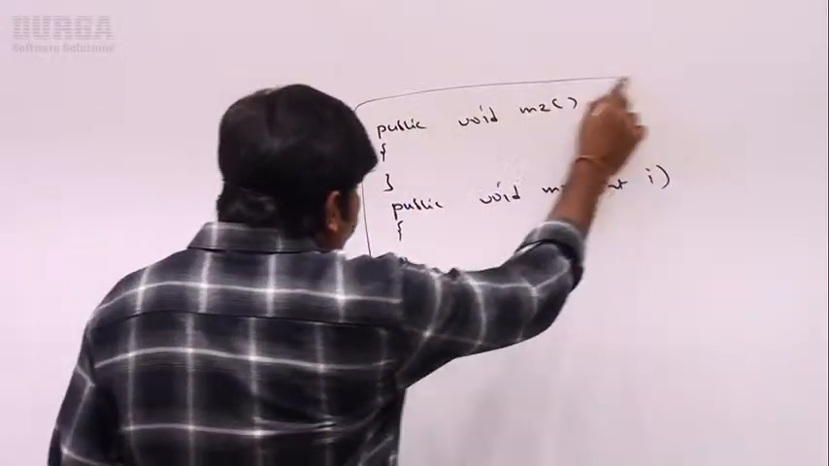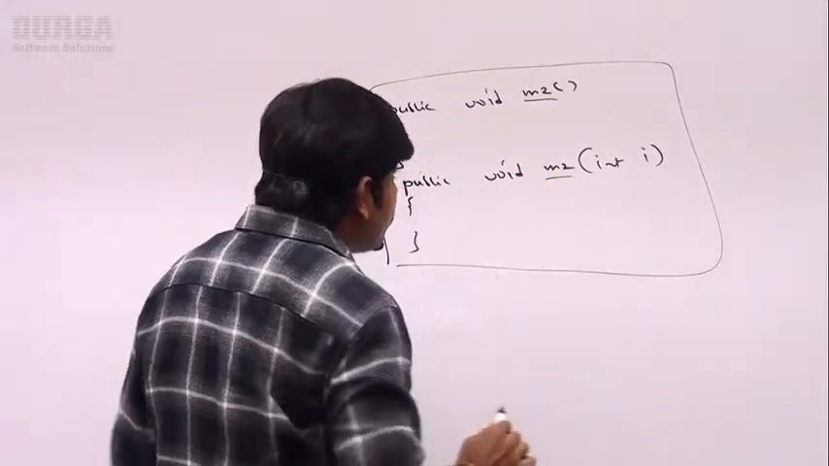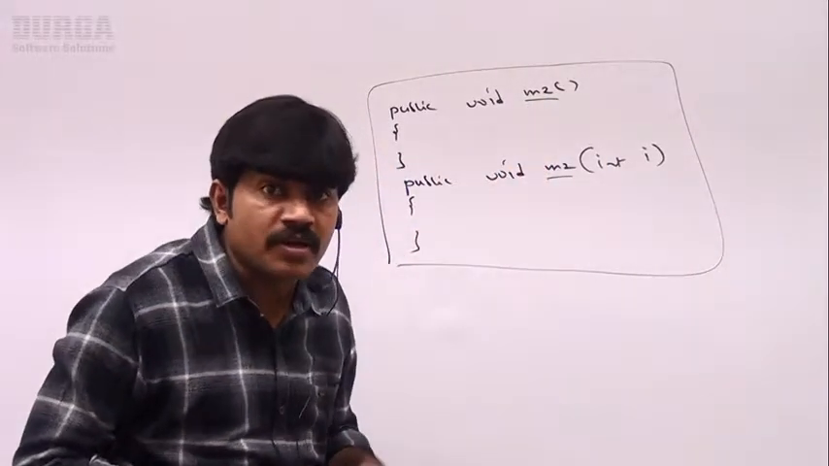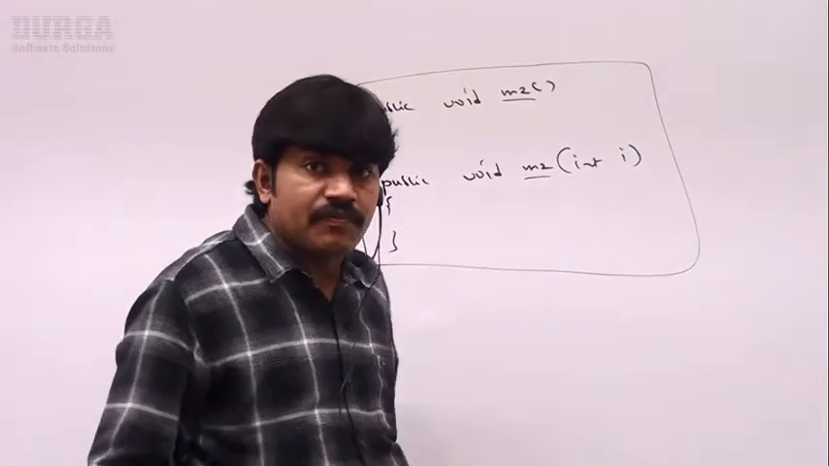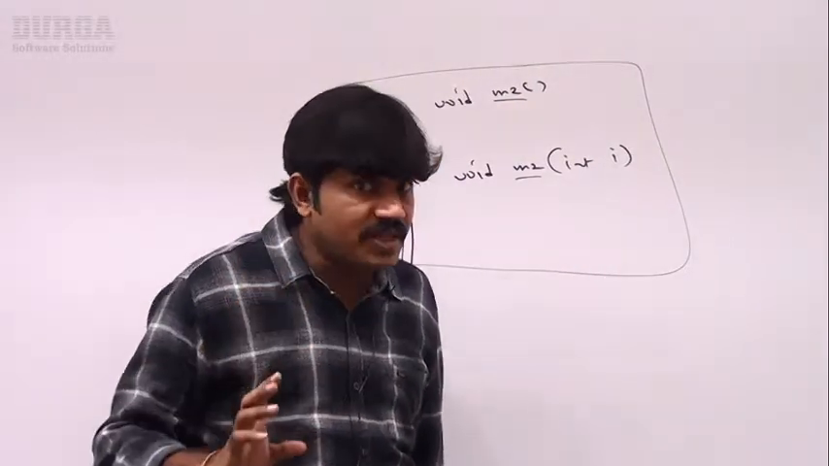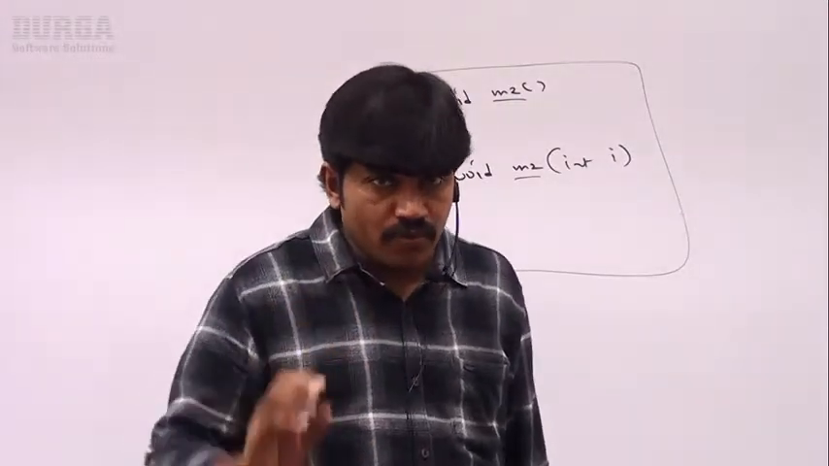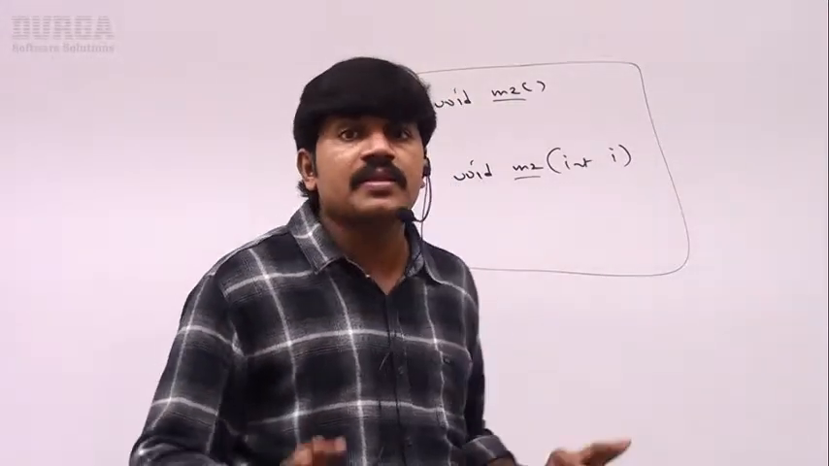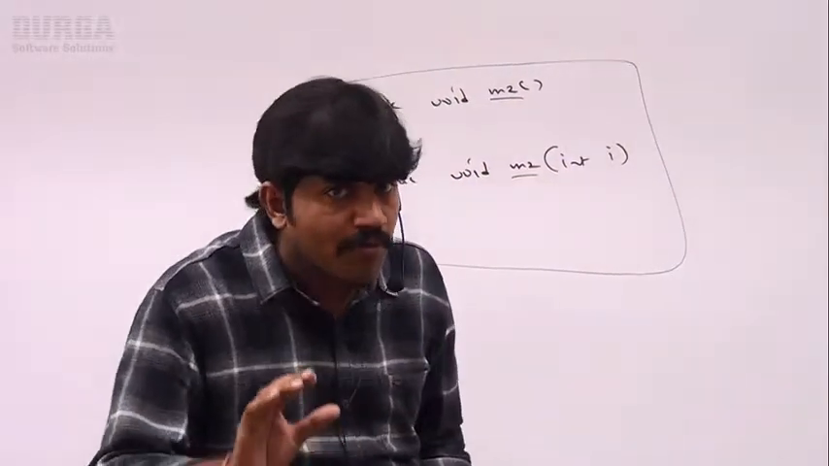Sir, now how many m2 methods are there? Two methods with the same name but different argument types. Do you know in Java two methods with the same name but different argument types is nothing but what? Overloaded methods. So method overloading is possible in the J shell. I will show. Happily you can declare, no problem at all.